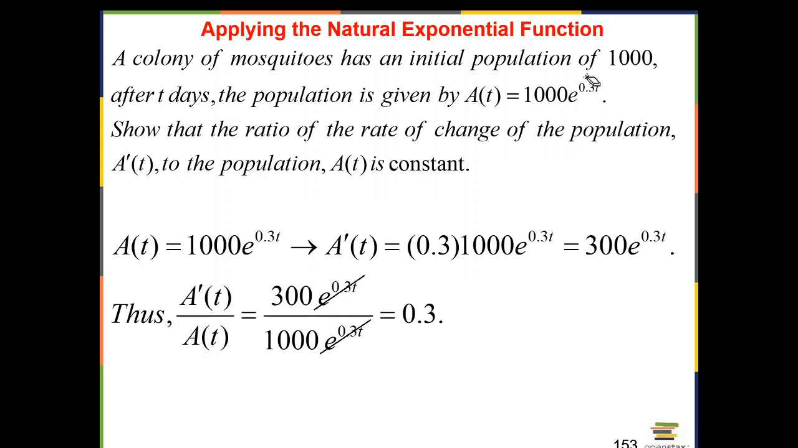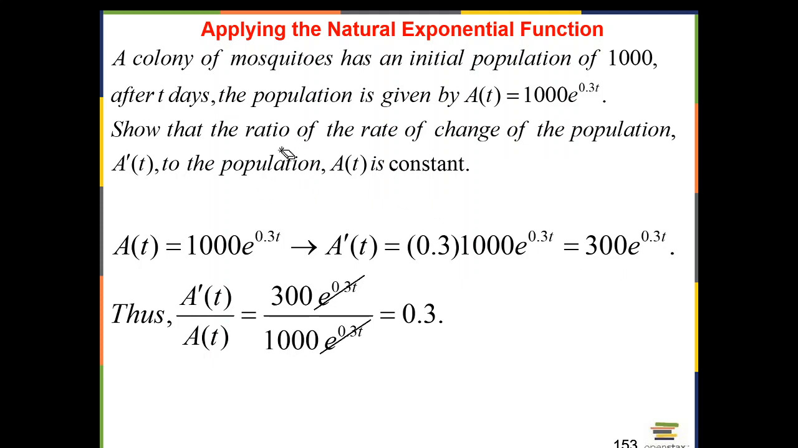And we start with 1,000. That's the initial value. When t equals 0, this would be 1 times 1,000, so it's just 1,000. We start with 1,000 and it grows. How do we know it grows? Because the power is positive here. So what's the rate? The rate would be, we keep the 1,000. What's the derivative of e to something? It's e to something times the derivative of something. What's the derivative of 0.3t? It's 0.3. That's it. So that's the derivative.